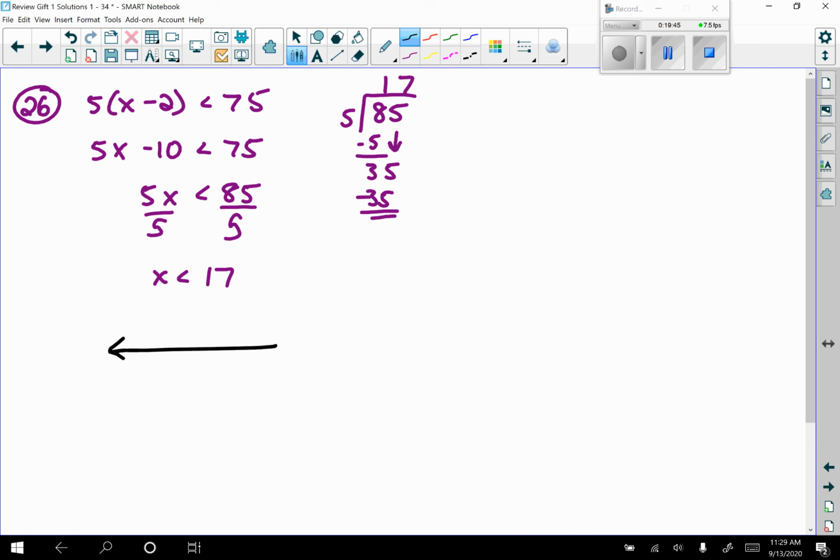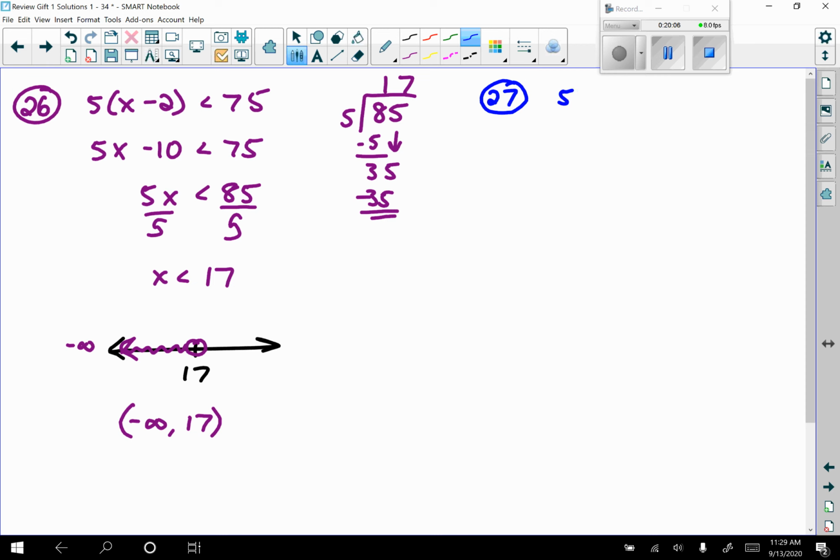I put this on a number line. 17 is my special number. Open endpoint on 17. Since we're less than, shade to the left. Interval notation means negative infinity because we're going to the left forever, comma 17. Parentheses always around infinity, and parentheses around where we see an open endpoint.